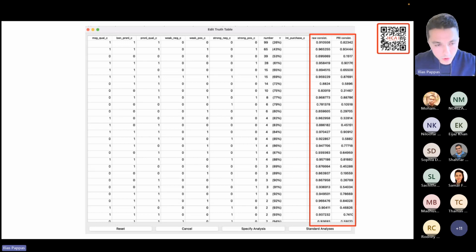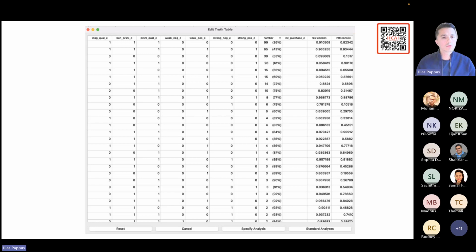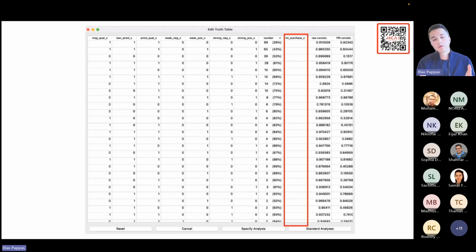The first two, the raw consistency and the PRI consistency. But then I should also look into what the actual combinations say, because maybe a combination may seem okay in terms of numbers, but me knowing the background, I know that this can never be true. This combination can never exist in reality. So even if my truth table says that this has an acceptable consistency, if I know that this can never be true, then I can bring that into the analysis and report it accordingly when I am explaining how I made my decisions in the truth table.